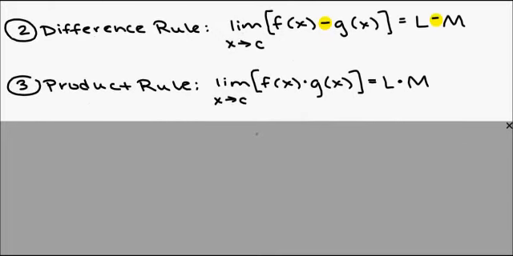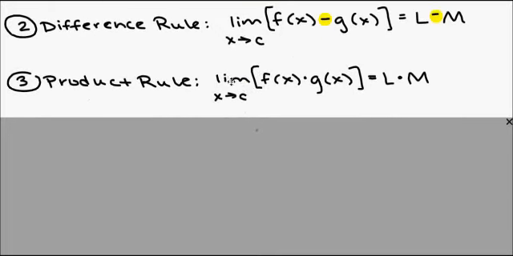The product rule. If you take the limit as x approaches c of f of x times g of x, then you get the limit of f of x as x approaches c, that's your L, times M, which again is the limit of the second one.